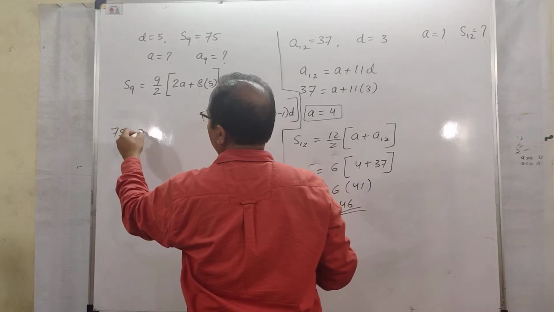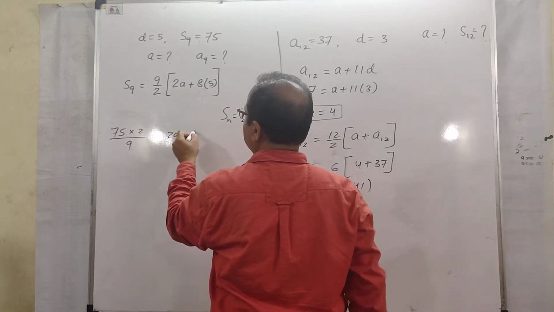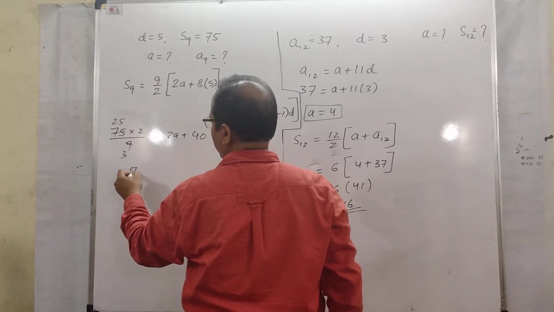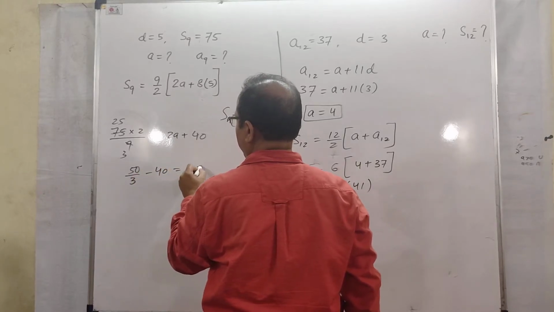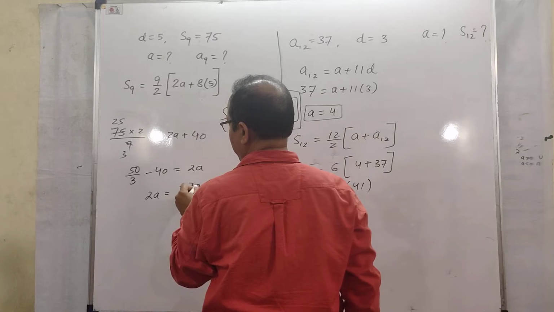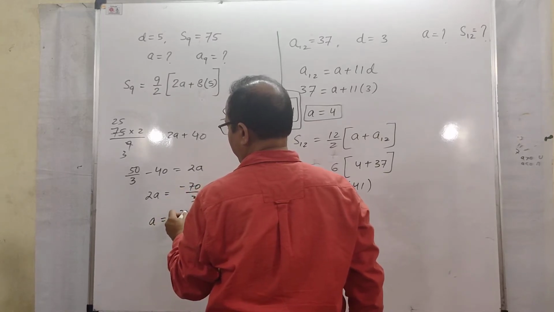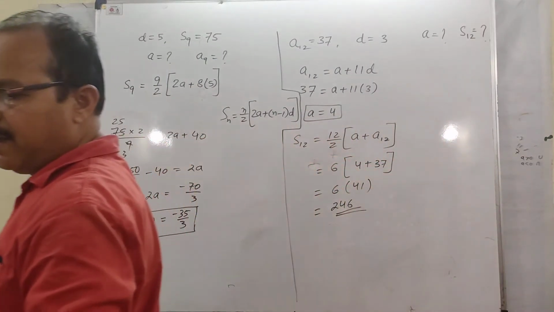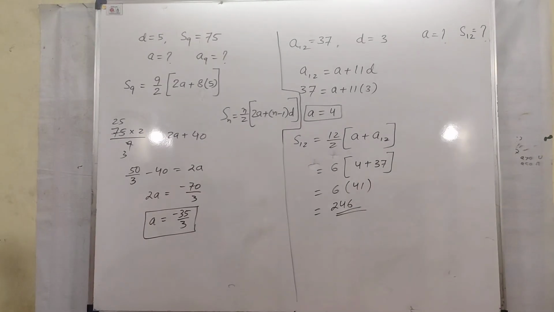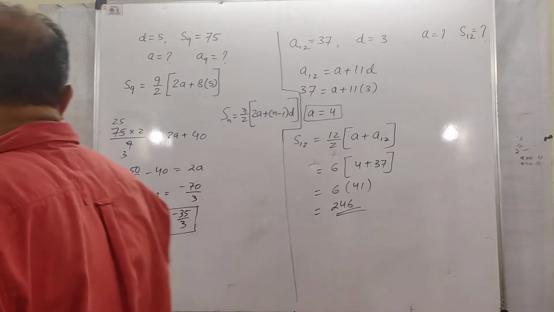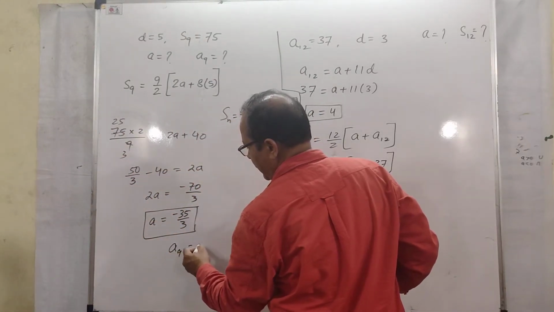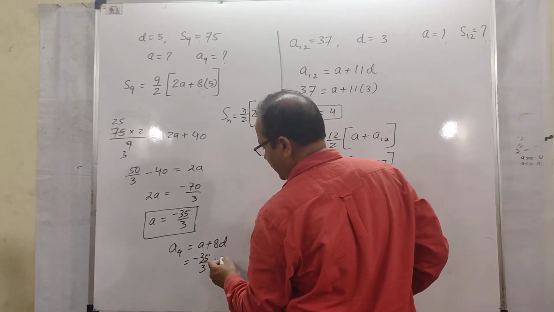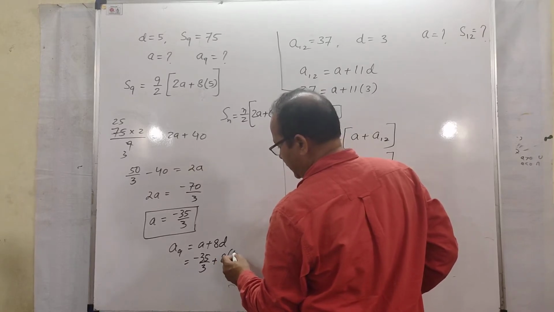So 75 into 2 upon 9, equals 2a plus 40. 3 threes are 9, 3 twos are 6, 25, 50 upon 3 minus 40 is equal to 2a. So 2a is equal to minus 70 upon 3, minus 35 upon 3. The value of a will be minus 35 upon 3. Then the value of A9 is a plus 8d. What is a? Minus 35 by 3, just now we had calculated. And what is d? D is 5.